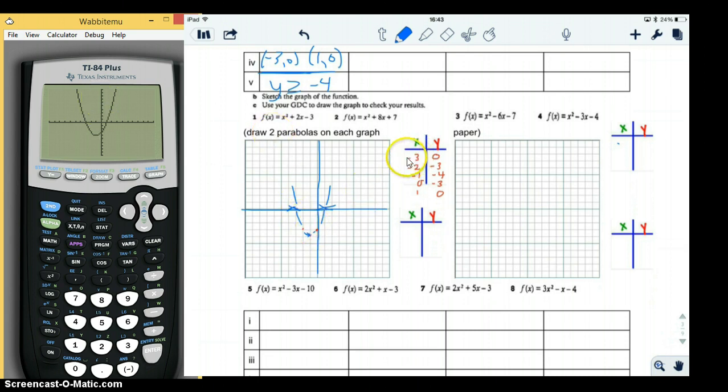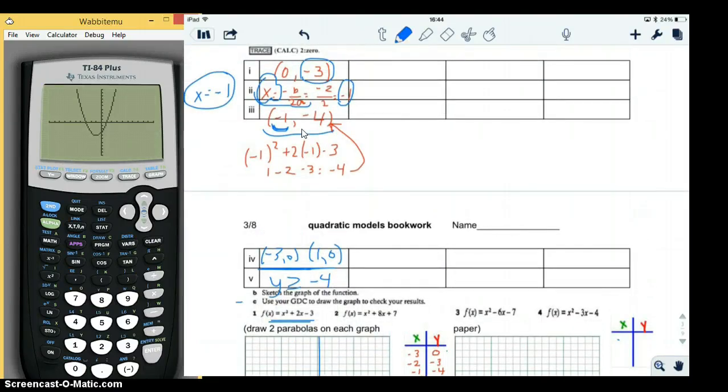The other way you could do it is you could take x values like negative 3, negative 2, negative 1, 0, and 1, and substitute them into the formula for y, or for f of x, and you would get values for y that correspond to those. So negative 3 corresponds to 0. Negative 2 corresponds to negative 3, and you could graph each of those points, and then you would be able to make an even better drawing. But if you have 3 points, you can already pretty much sketch it. Okay, and then it says use your GDC to draw the graph to check your results. Well, we already did because we used our GDC to do a lot of this here.